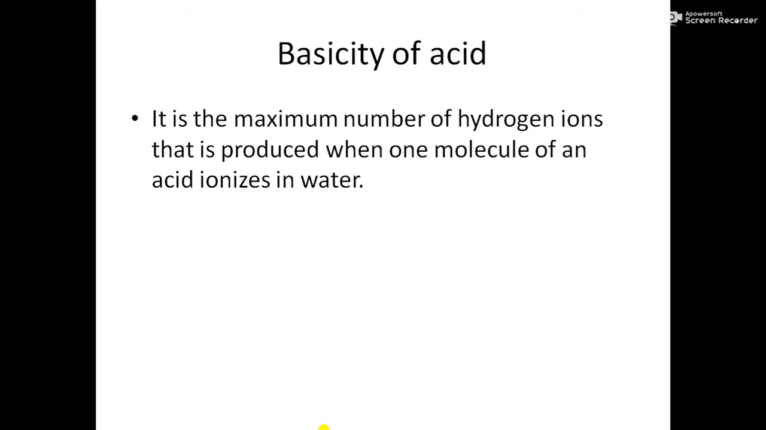Hi everyone, in this session we will learn about basicity of acid. It is a very important concept. Let us know what is basicity of an acid.